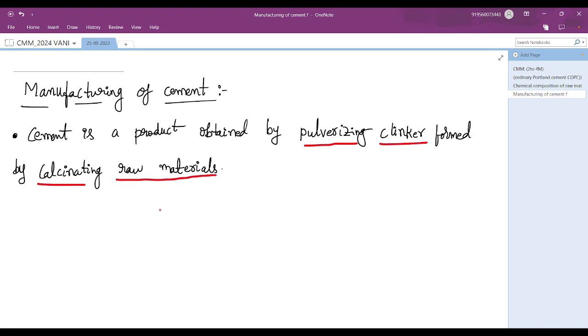So coming to the raw materials, already we have discussed. Now what is meant by pulverizing? What is meant by clinker? What is meant by calcinating? Let us try to understand here. Pulverizing is nothing but breaking and grinding into a powder. Breaking and grinding a solid or a hard mass into a powder is known as pulverizing. So what is meant by pulverizing? Let me write here.